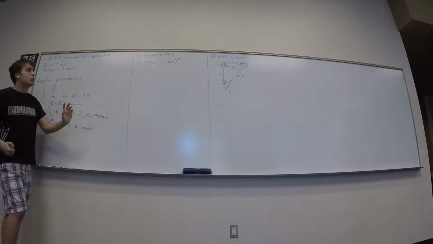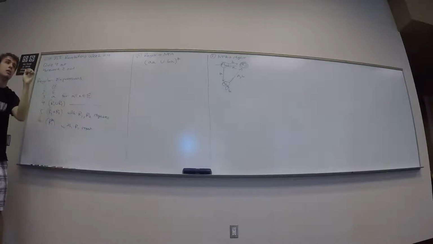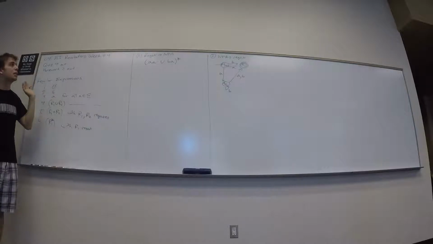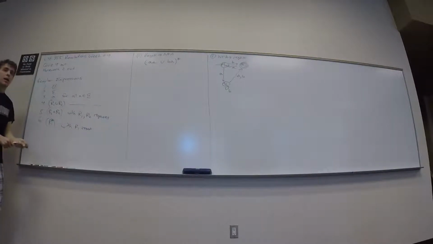Okay, so let's actually do some of the problems. The first one is I have this regular expression, AA union BA star. I assume the alphabet is A and B in this case. And I want to make an NFA for it. So how do you think I can go about doing that?